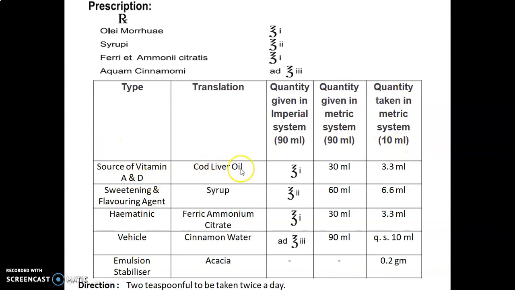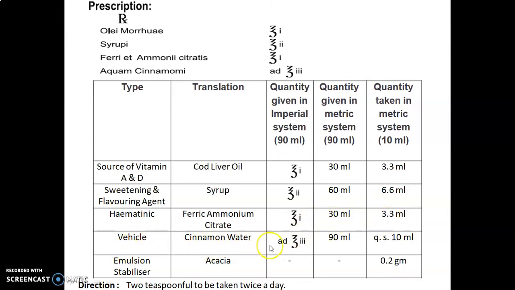So we have first of all cod liver oil, that is a source of vitamin A and D. Ounce 1 means 30 ml, so quantity taken is 3.3 ml, calculated with the help of the factor. Syrup, sweetening and flavoring agent. Ounce 2, so 60 ml, that is 6.6 ml. Ferric ammonium citrate, hematinic. Ounce 1 means 30 ml, so 3.3 ml.